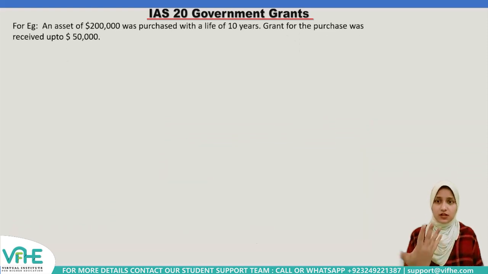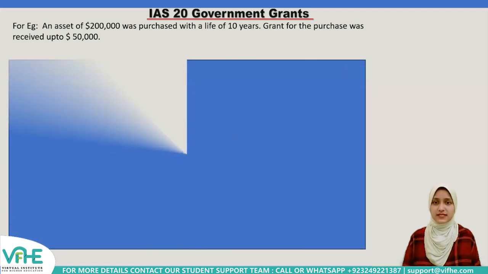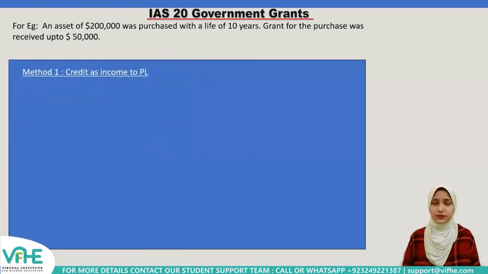Now let's see how accounting treatment would look if we adopt either of these methods. So we have a numerical example. An asset of 200,000 was purchased with a life of 10 years. Grant for the purchase was received up to 50,000. So let's see, as per method 1, how would we record it?